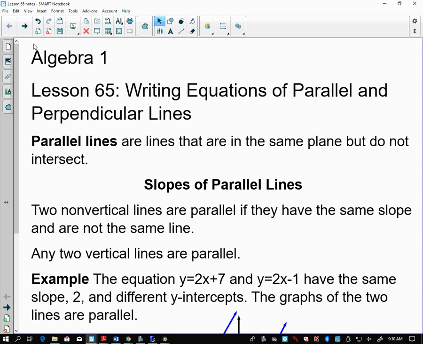Do parallel lines ever touch? No, they'll never touch. All right, and the reason that they'll never touch is because they have the same slope. And more specifically, on a coordinate plane, they have the same slope, but a different y-intercept. If they had the same y-intercept, they would be the same line.